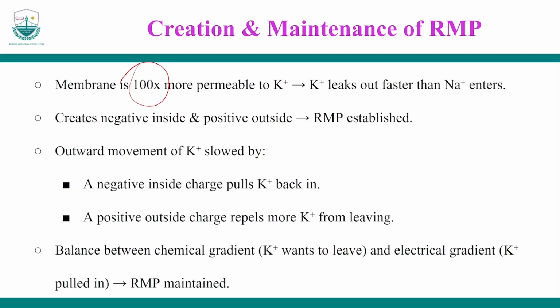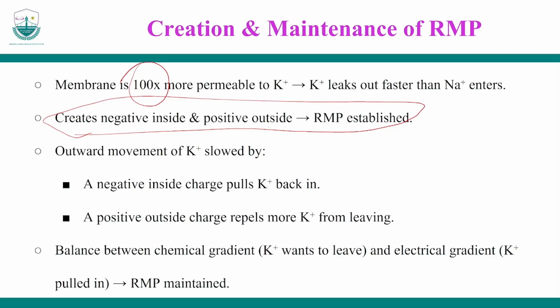But because the membrane is actually more permeable to potassium ions, you have more potassium ions leaving than sodium ions entering. And eventually, you will have the inside being more negative compared to the outside. And that is basically what establishes the resting membrane potential. So in terms of the roles of ions, potassium appears to play an important role in establishing this resting membrane potential.